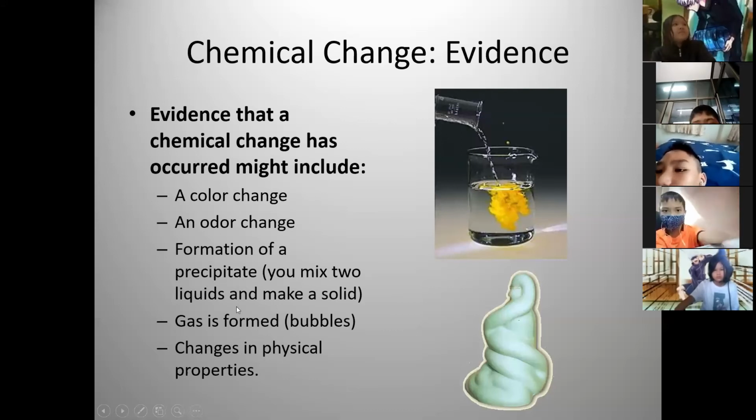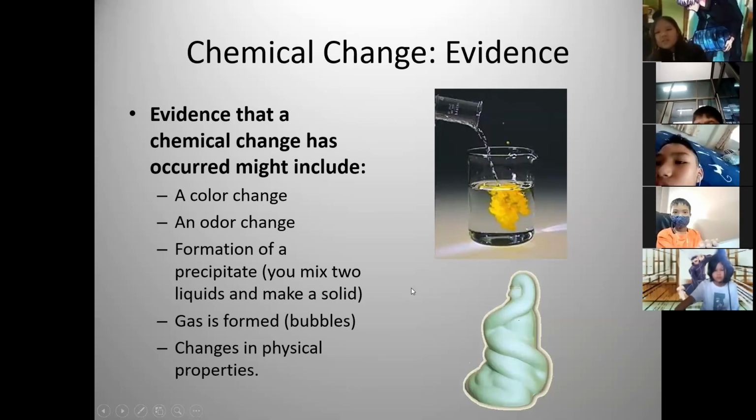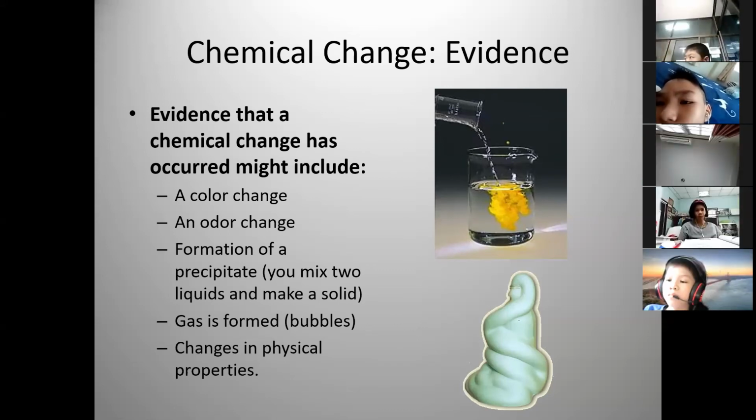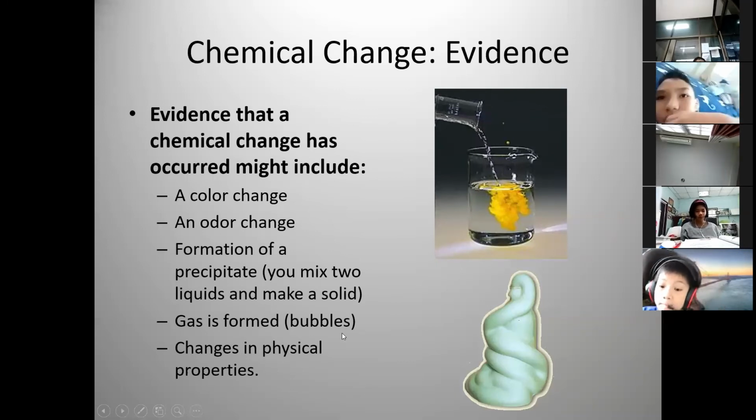You mix two liquids and make a solid. For example, you put the acrylic and you put the activator and it turns into a crystal. When you make slime, you mix two liquids together to make a solid. Very good. Next evidence: gas is formed or there will be bubbles.